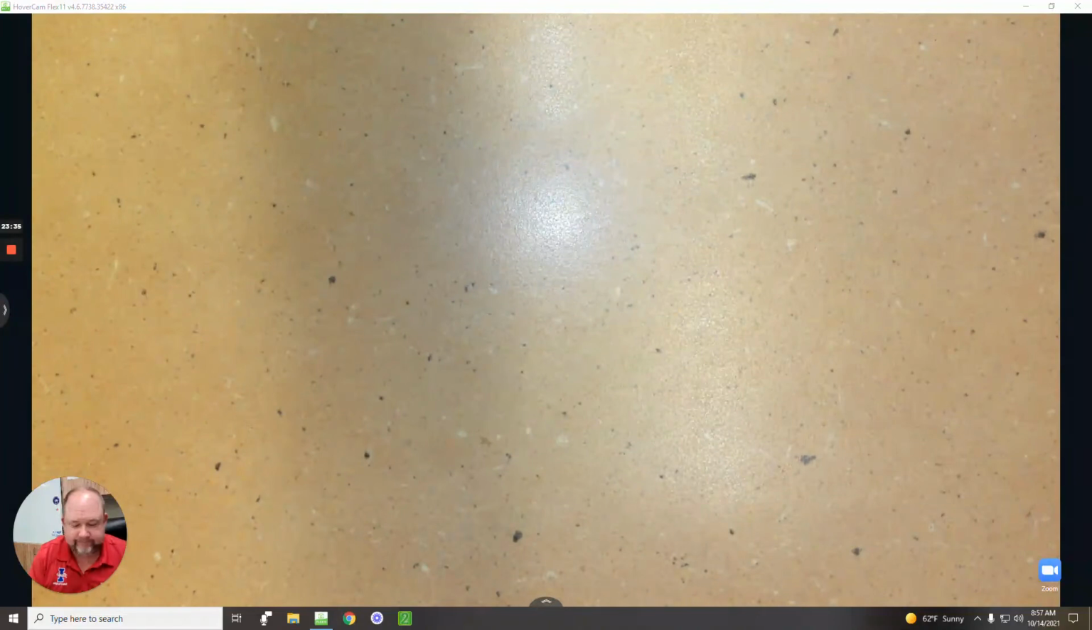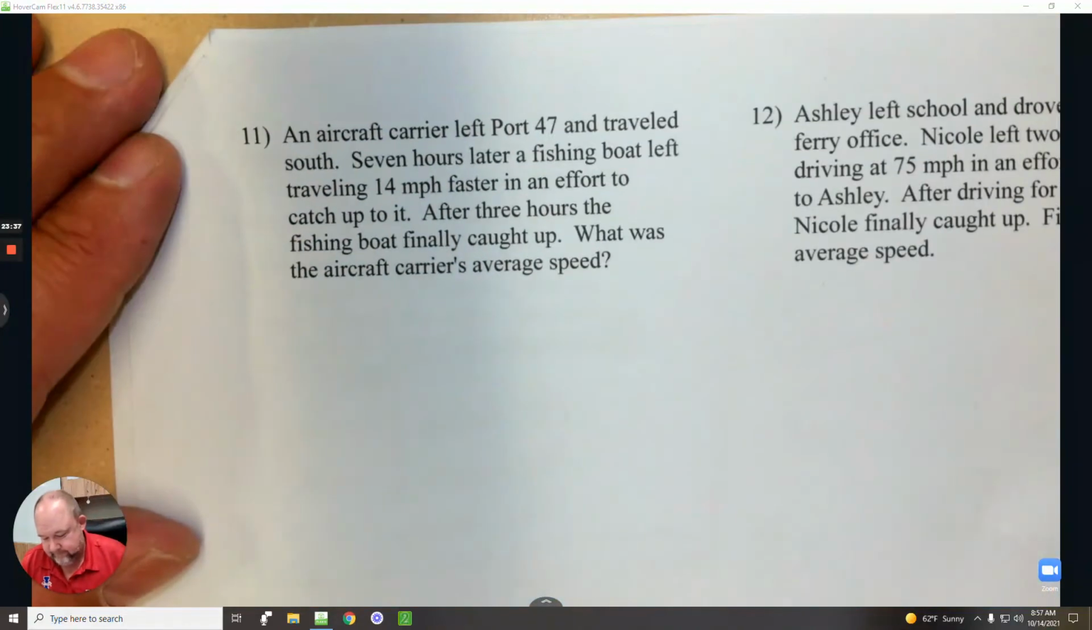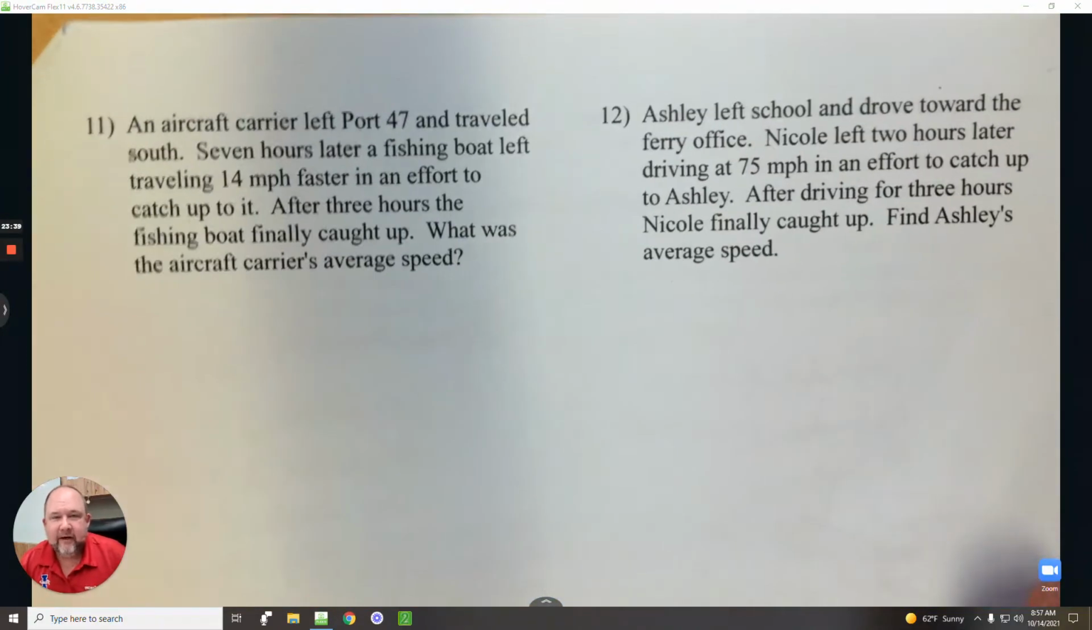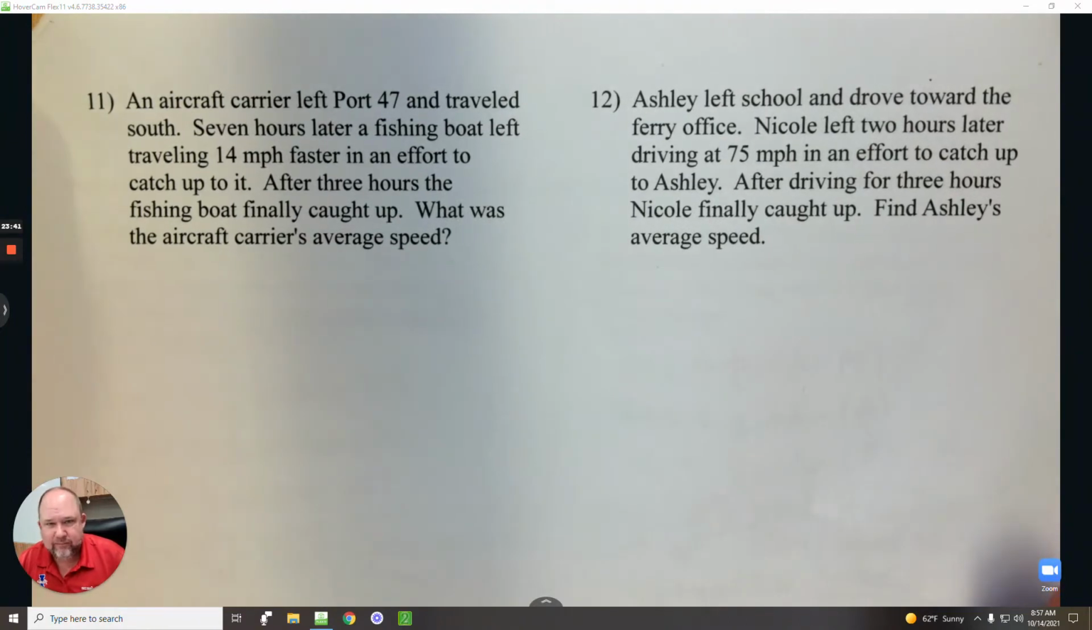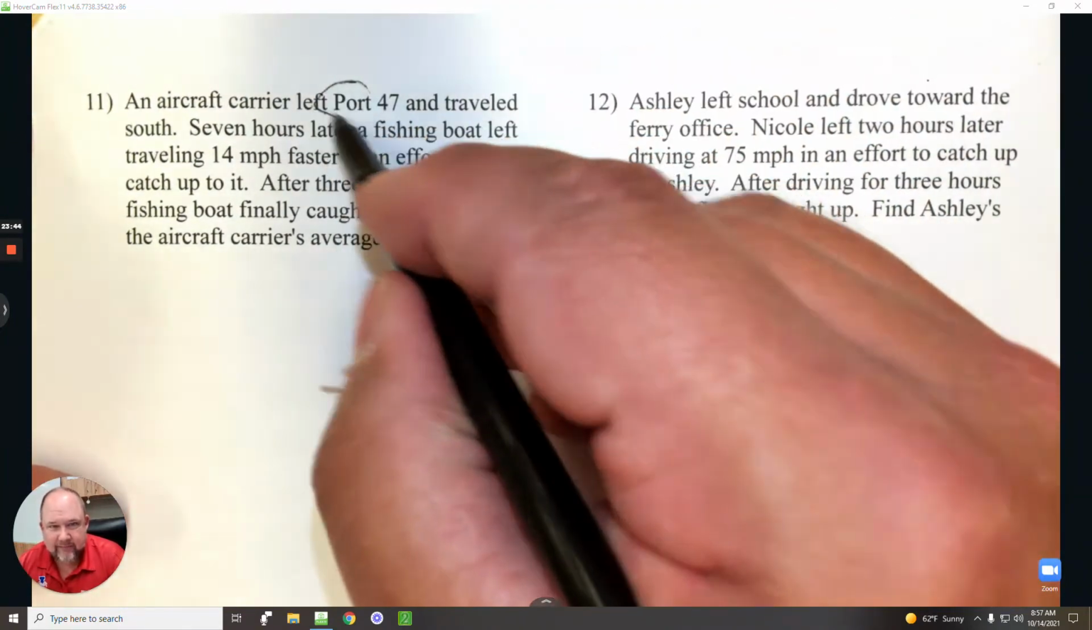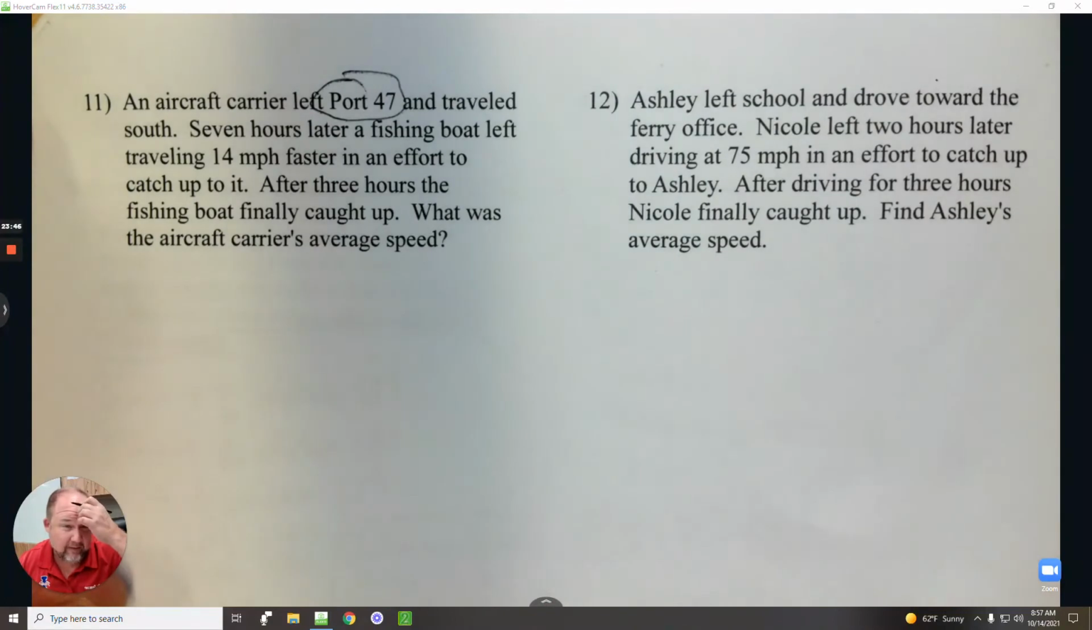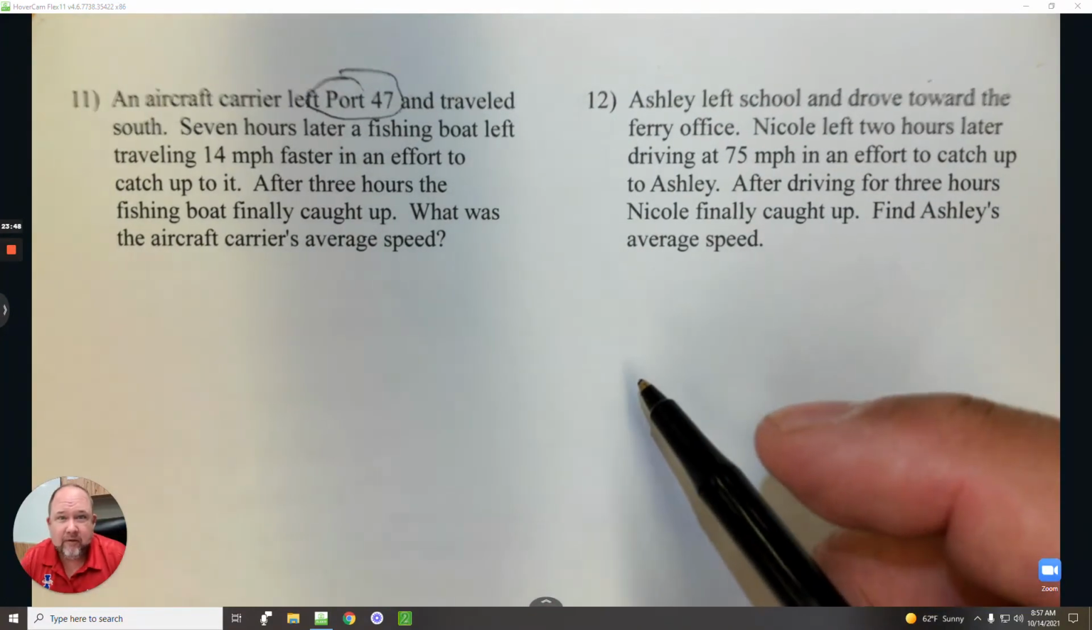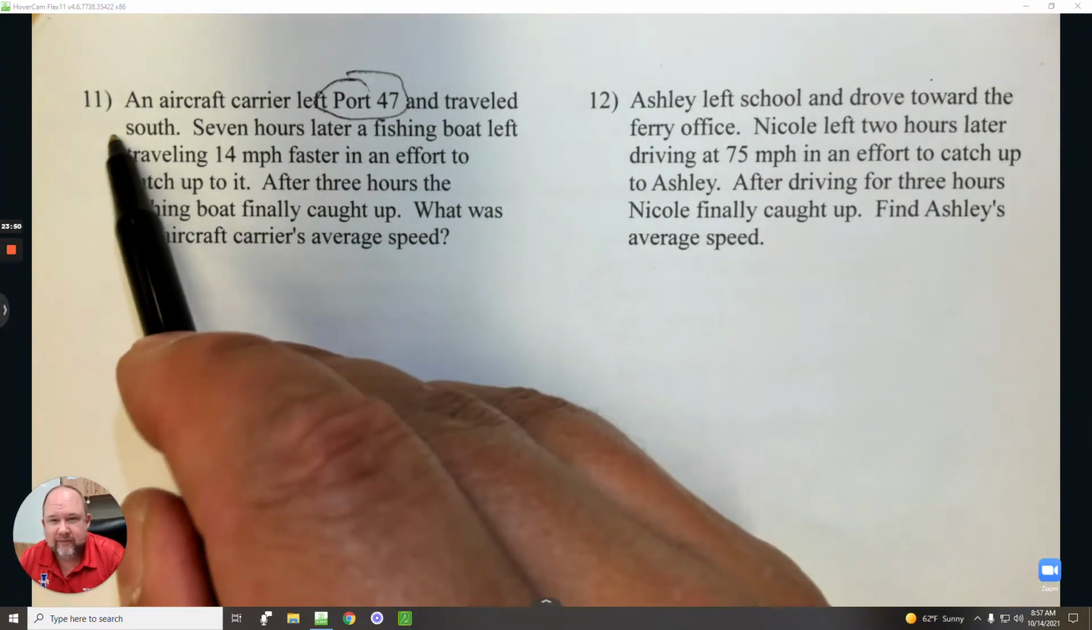All right, turn the page. Two more questions like this. An aircraft carrier left Port 47. That's just a name, not a number for our question, not an important number, and traveled south.